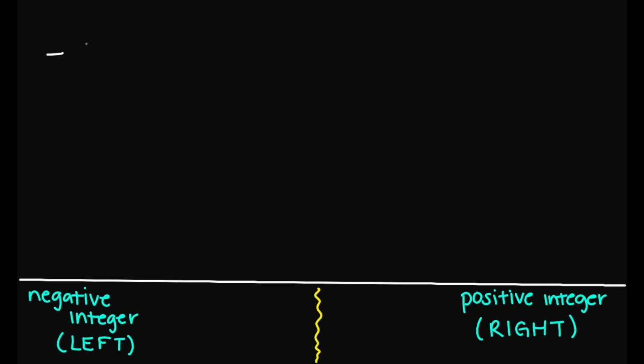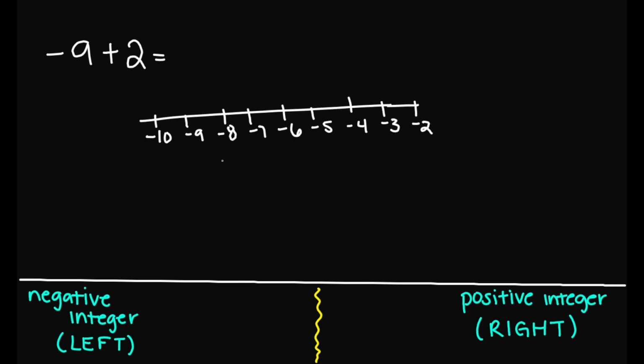Let's look at -9 plus 2. We're going to get our number line together. All right, so first thing we're going to do, we're going to pinpoint our -9, which is right here on the number line. And as you can see, I have a -9 here. And I am adding a positive integer. So this is from my equation, but this too is a positive 2.